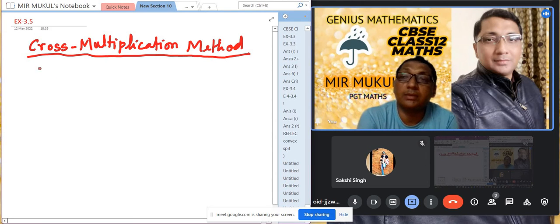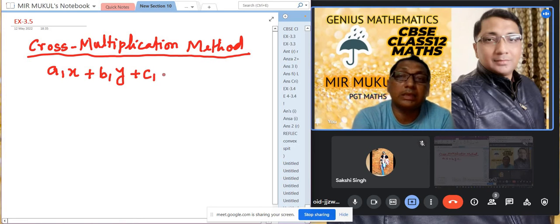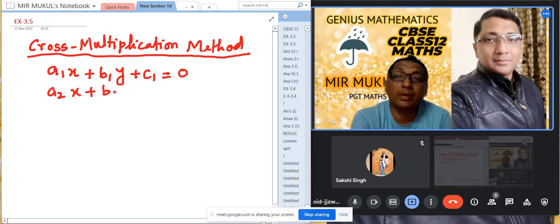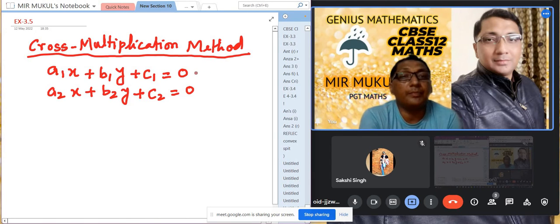So consider a system of linear equations a1x plus b1y plus c1 equals to 0, a2x plus b2y plus c2 equals to 0. You will remember, if any constant is present on the right hand side, you will bring that constant to the left hand side.